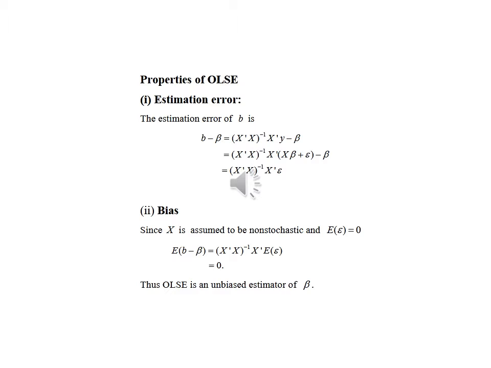Number 2, bias. Since X is assumed to be non-stochastic and the expected value of epsilon is 0, the expected value of b minus beta equals (X'X) inverse X' times the expected value of epsilon, which equals 0. This is very important. Thus, ordinary least square is an unbiased estimator of beta, so it is a very good estimator of the parameter coefficients in the multiple linear regression model, because the unbiased estimator is the best estimator for the coefficient beta.